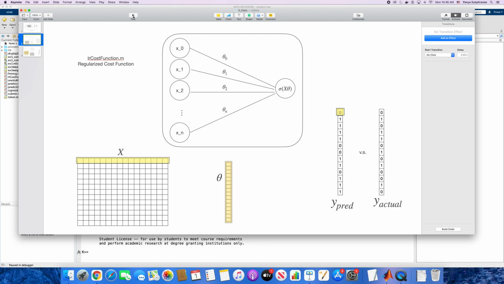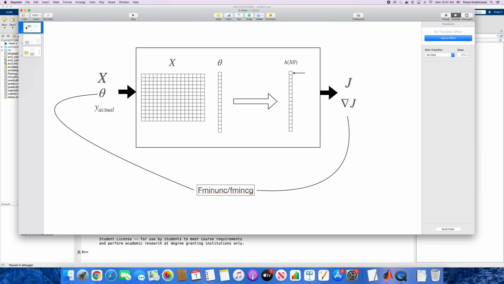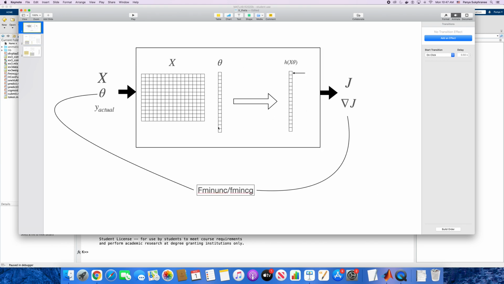Here's the animation of how it works. For some fixed theta, we are making predictions on each row of our training data and then comparing it to the y-actual. Notice that there's one output node here, so the ones and zeros will tell you whether this theta predicts that it's in this class or not. That animation can be put into this box here.